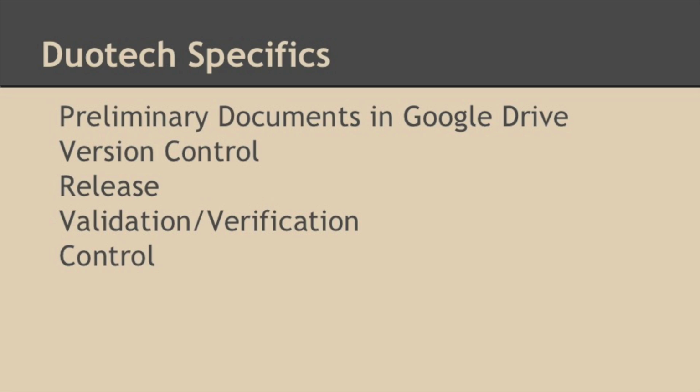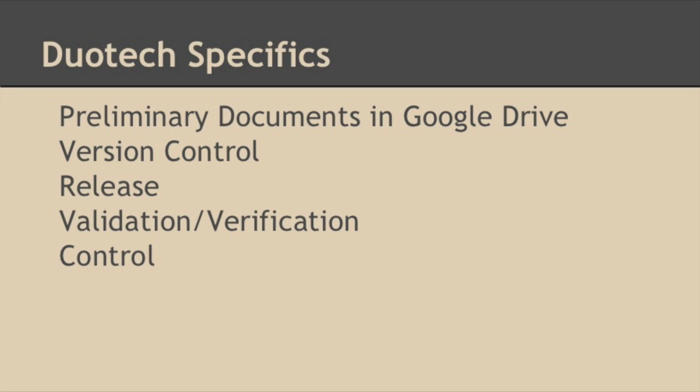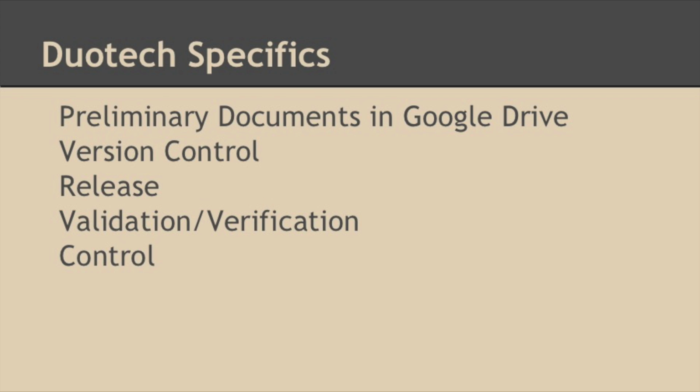We use the version control system, which we'll talk about in a minute, to both capture the initial design data and to track as that design matures throughout the process. At some point, we get to a place where there's releases made. Those are handled through the document control system. And then you have the validation and verification.